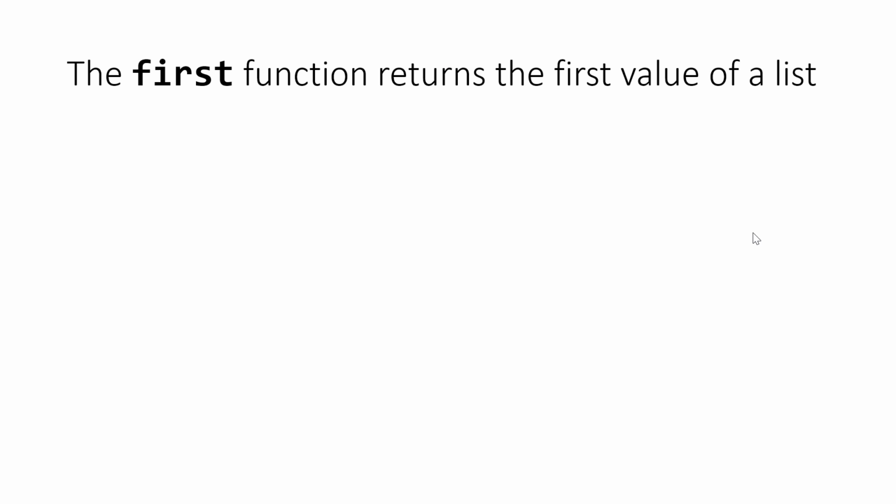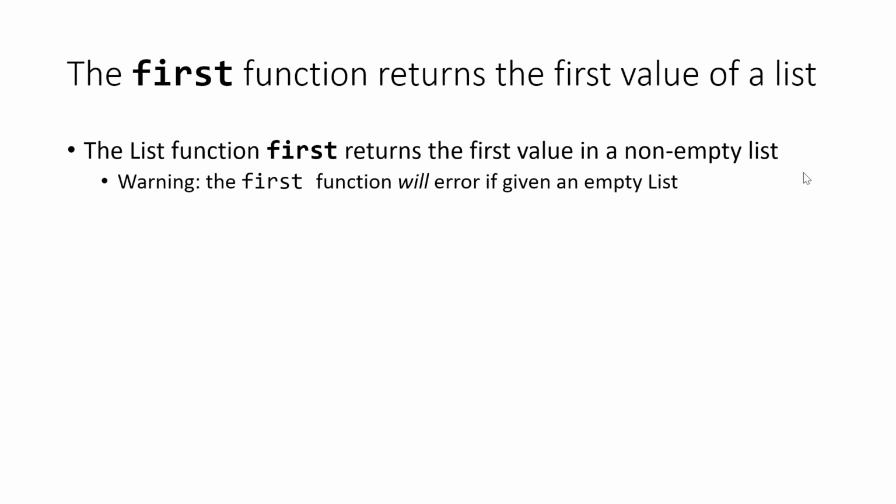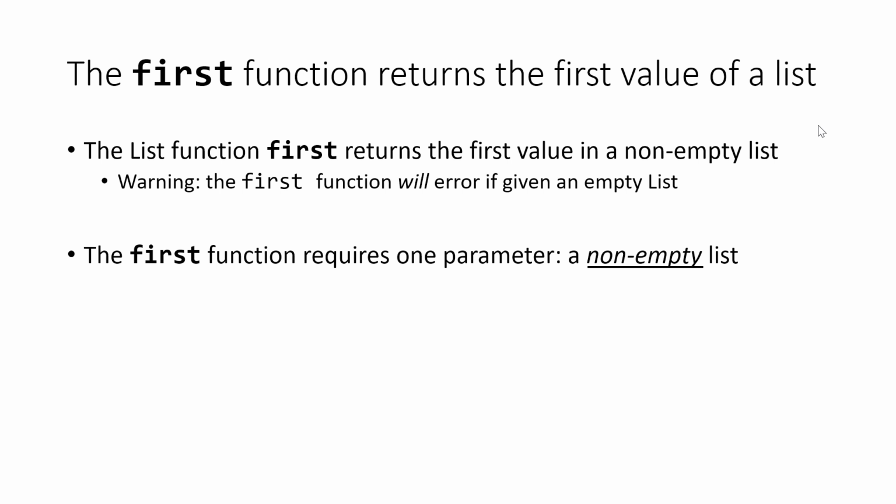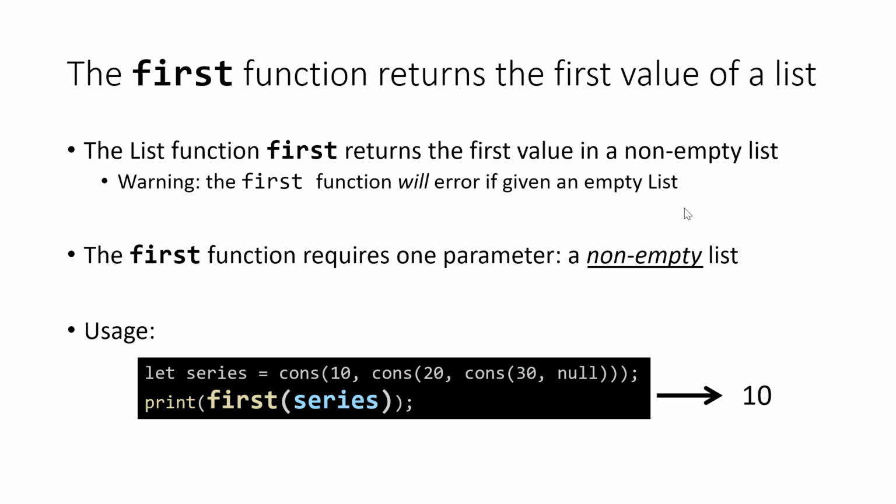The next function in this trio of functions is first, and the first function allows you to ask a list for its first value. It's as self-explanatory as it sounds, right? When you ask a list that is non-empty for its first value, it gives you back whatever is at the front of the list. However, if you ask an empty list for its first value, you will get an error, because there is no first value for you to read from an empty list. So the first function is always going to require one parameter, and that's going to be a non-empty list.